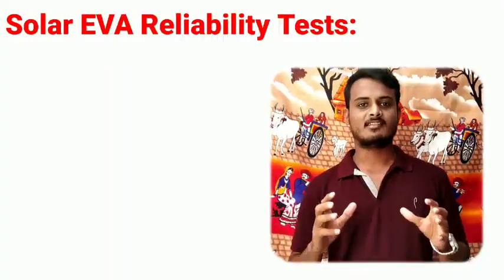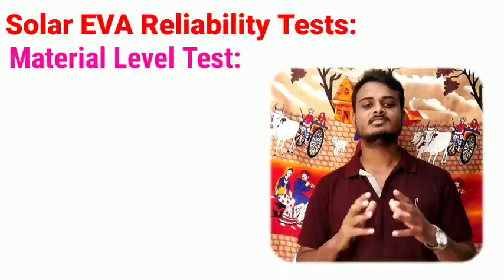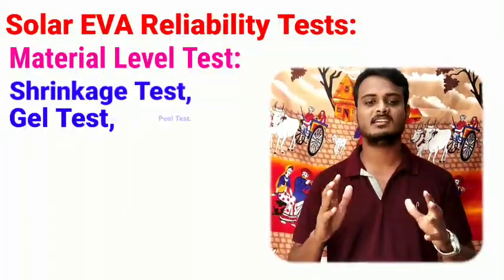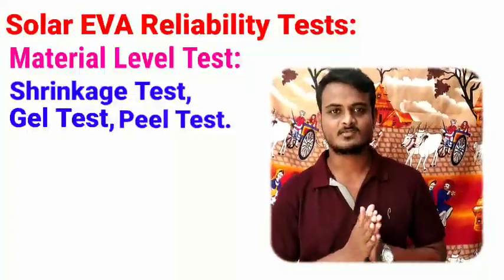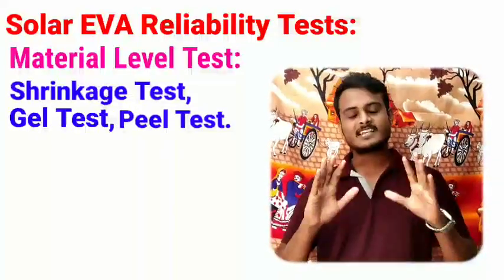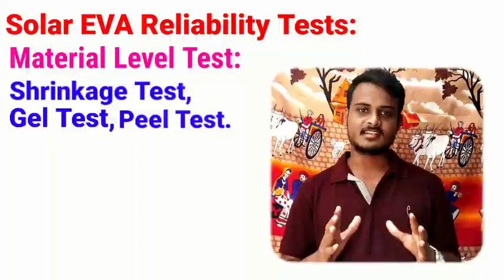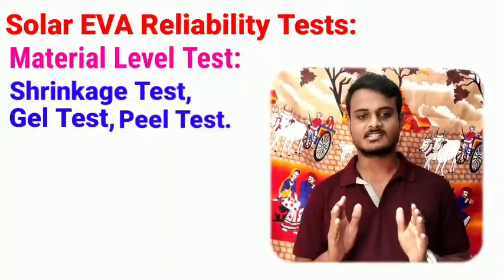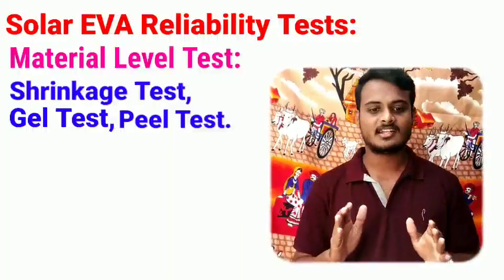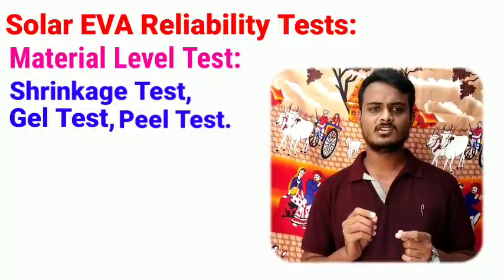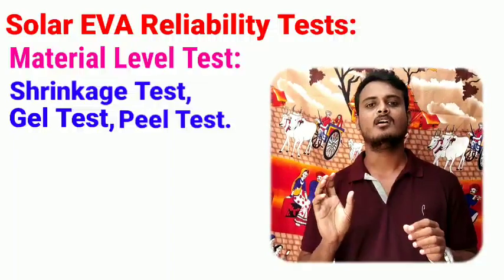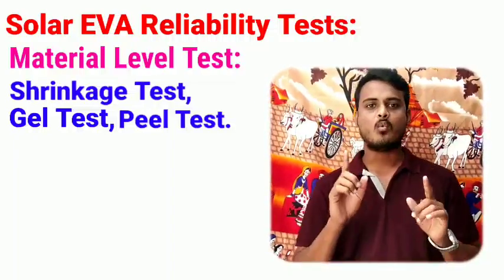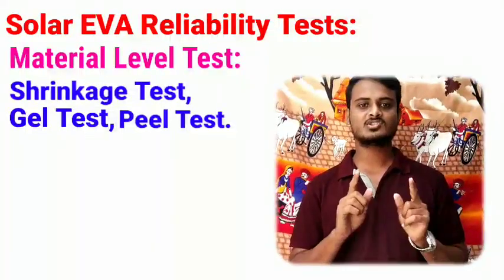For example, I will explain material level tests, 3 types. Shrinkage test, the next one is gel test, the next one is peel test. I will explain the shrinkage test in another video, but I will explain the specific range of all these tests. In material level tests, the first one is the shrinkage test. We need less than 1% in both TD and machine direction. We need 1% of shrinkage only. The next one is the gel test.